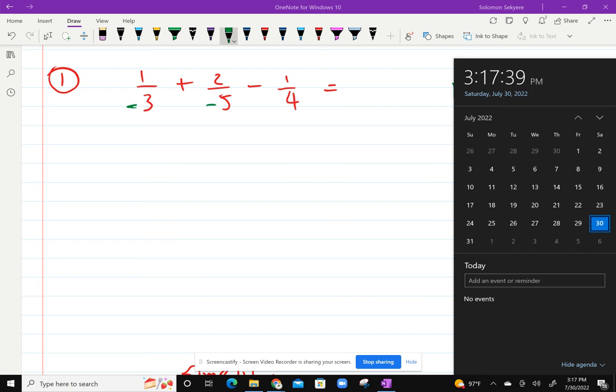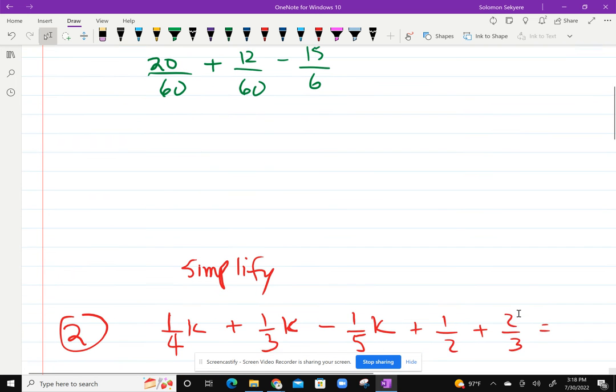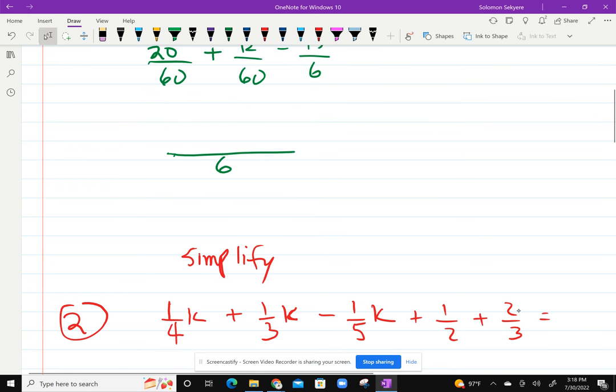So we see we have to multiply this by 20, this times 12, and this one here times 15. But we have to do the same on the top. So this is 12, this is 15. So this becomes 20 over 60 plus 12 over 60 minus 15 over 60. Now that they have the same denominator, we can just say everything is over 60, and the top will be 20 plus 12 minus 15.